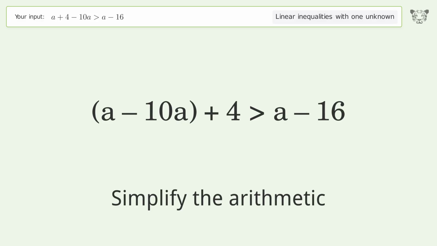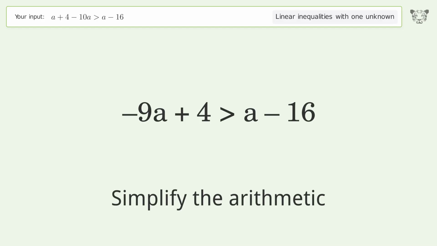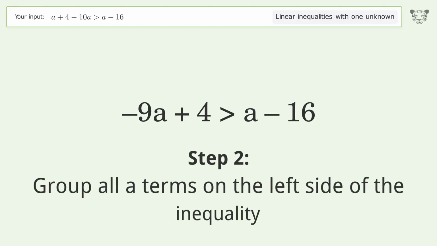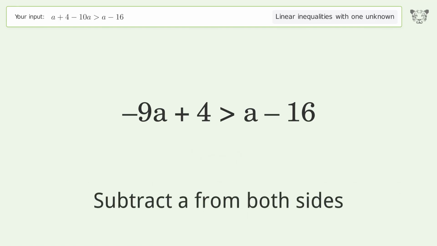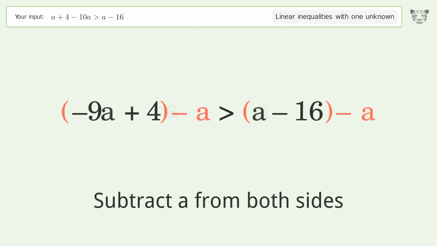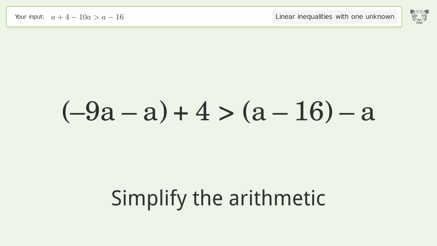Simplify the arithmetic. Group all a terms on the left side of the inequality. Subtract a from both sides. Group like terms. Simplify the arithmetic.